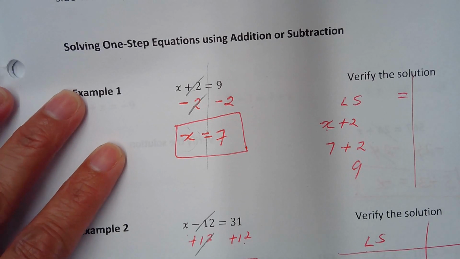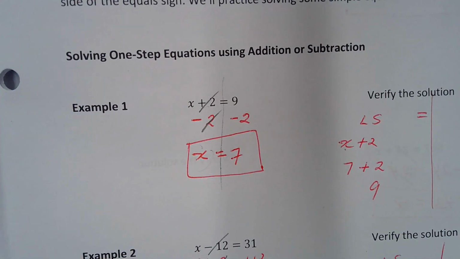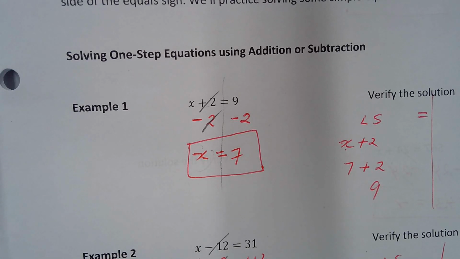Get into the habit, because this might make sense to some people. But this is only a one-step equation, and there could be multi-step equations. Doing it like this works on a one-step equation, but we're going to have a hard time later on when we have a multi-step equation. So I'm going to get you to copy down the right way.